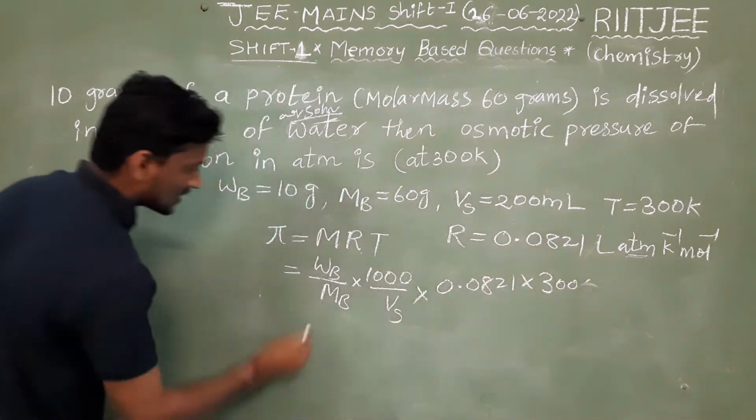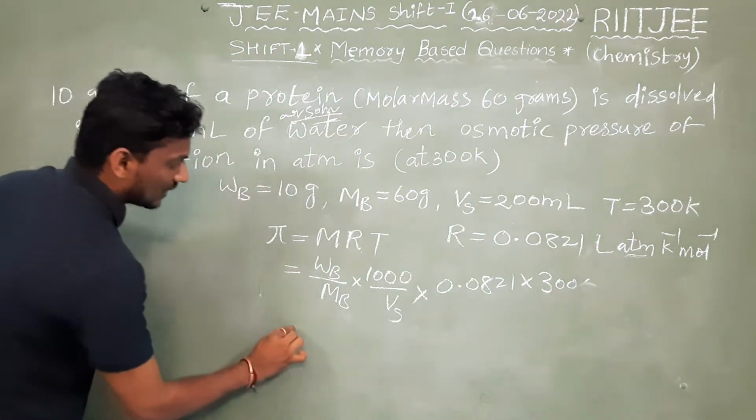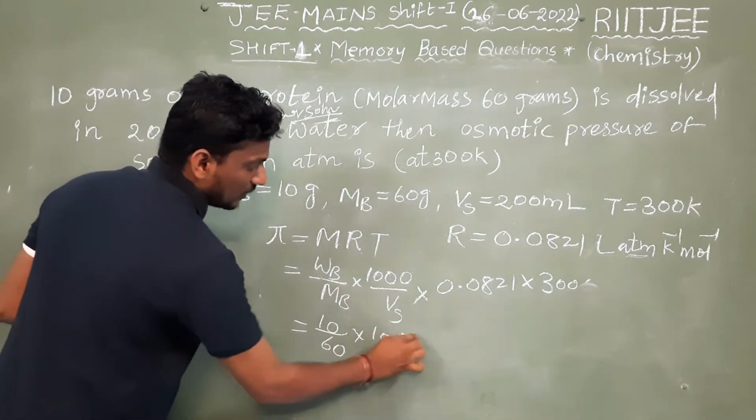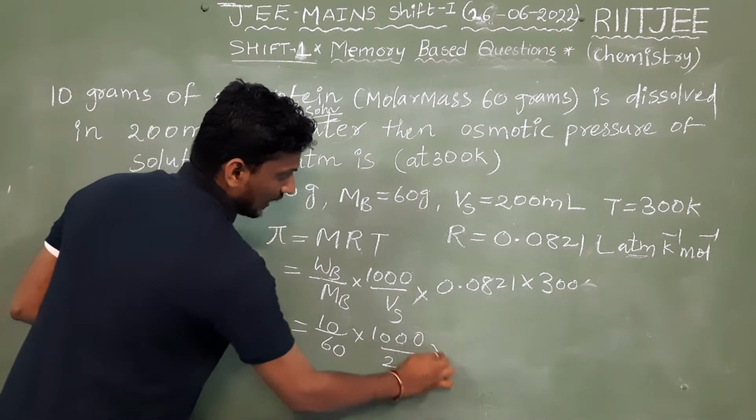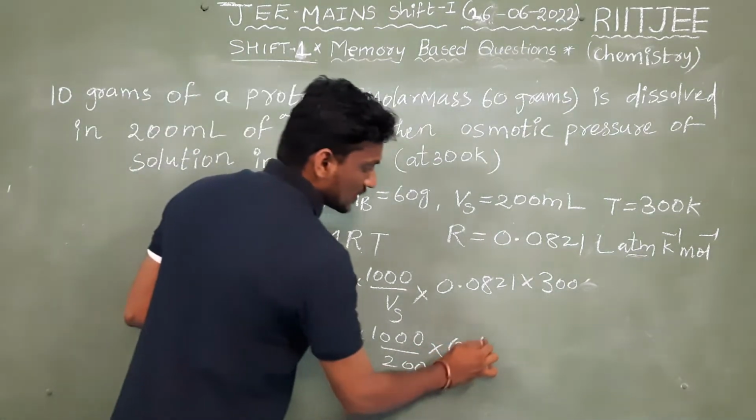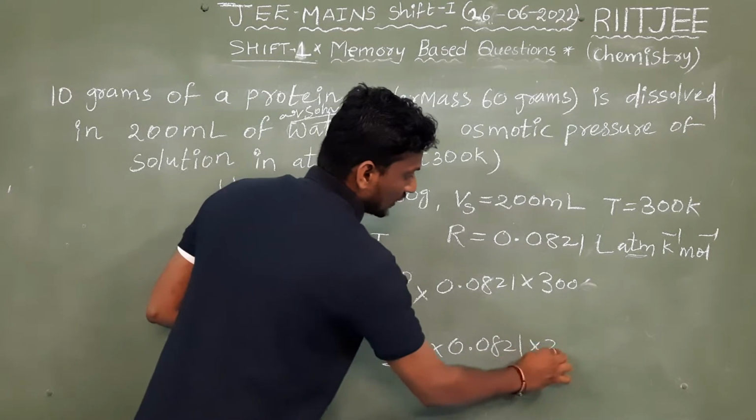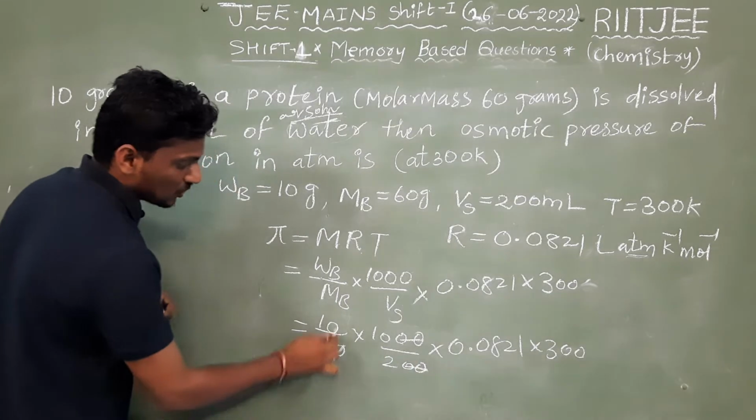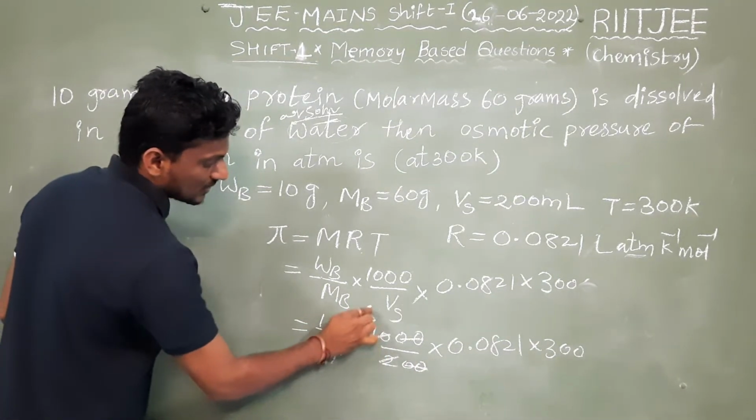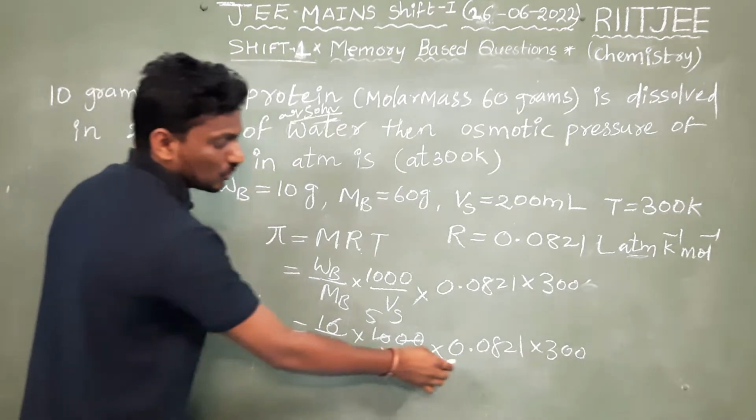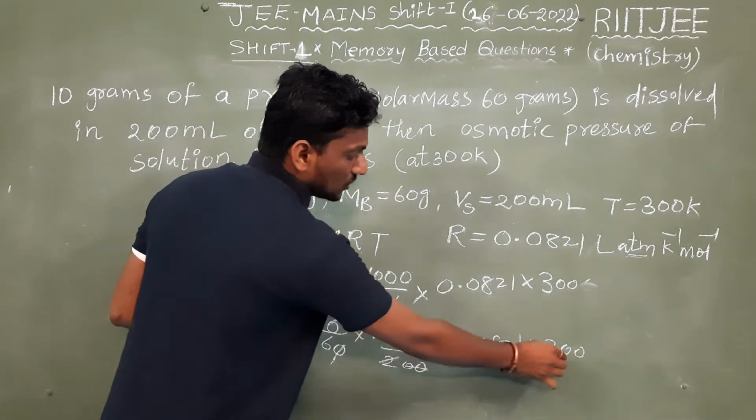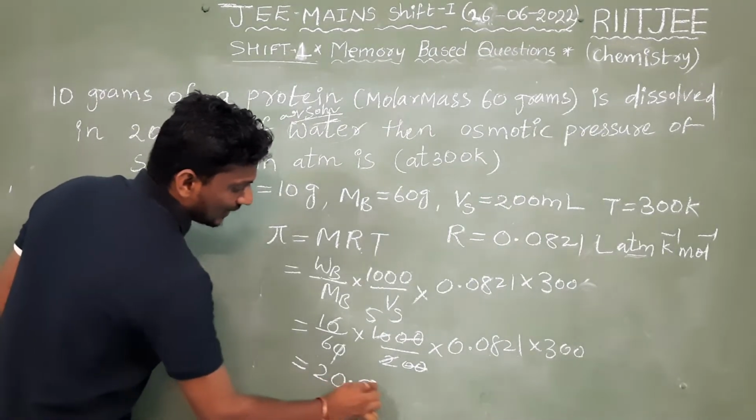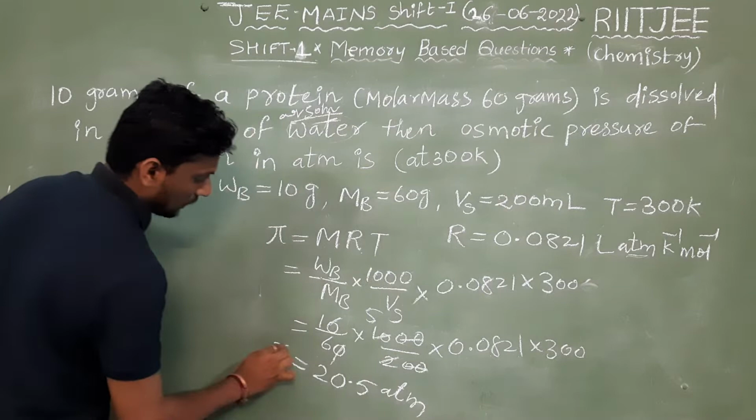Now let us substitute the weight of solute. The weight of solute given is 10 grams, molar mass is 60, into 1000 by volume of solution, which is 200, into 0.0821 into 300. So let us see the calculation here. The zeros cancel, so 5 by 6 into 0.0821 into 300. If you solve this, you will get 20.5 atm as the answer to the question.